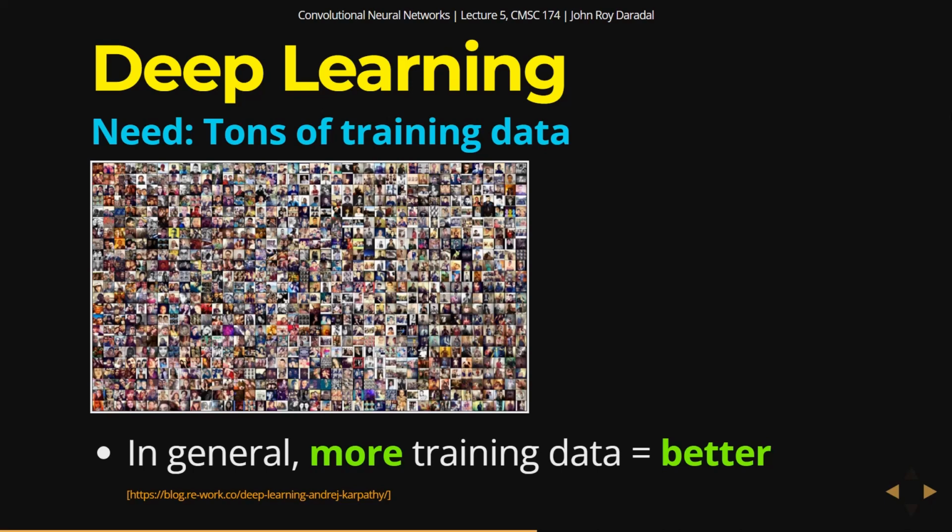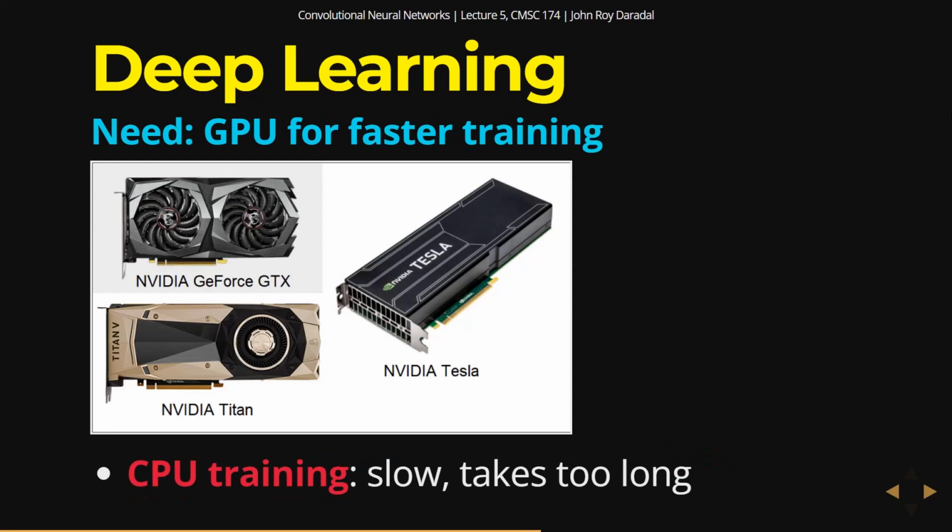And in general, the more training data that we have, the better. Because we can have more examples to feed to our neural network and train it to be more robust. The more examples that you see, the more knowledge that you gain basically from training, right? So you need tons of training data, first of all, and second is you need a GPU for faster training. So examples of GPU are shown here. You have the NVIDIA GeForce GTX, and the NVIDIA Titan, NVIDIA Tesla, and others.